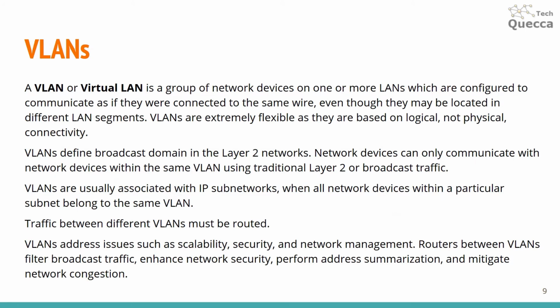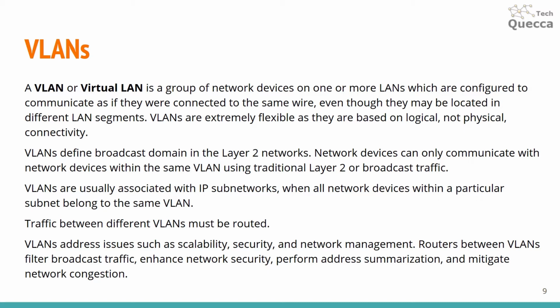VLANs. A VLAN, or virtual LAN, is a group of network devices on one or more LANs which are configured to communicate as if they were connected to the same wire, even though they may be located in different LAN segments. VLANs are extremely flexible, as they are based on logical, not physical, connectivity. VLANs define broadcast domains in layer 2 networks. Network devices can only communicate with network devices within the same VLAN using traditional layer 2 or broadcast traffic.